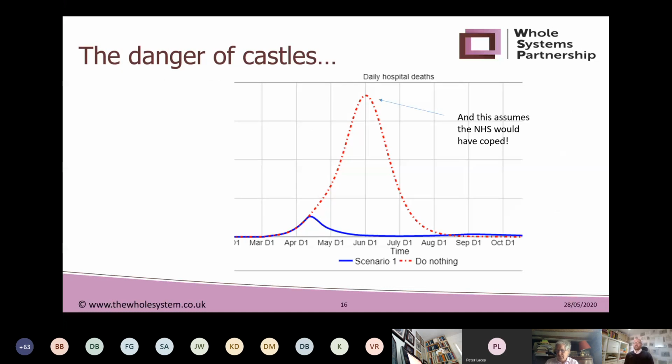I'll leave it there. I think I've called this the danger of castles. I won't go into the reason why I've said that. I'm sure you'll all imagine why.